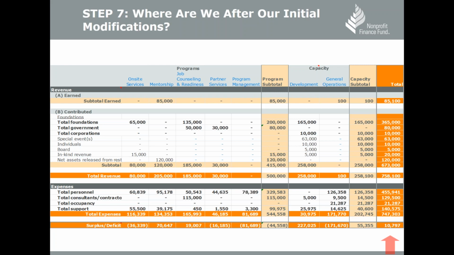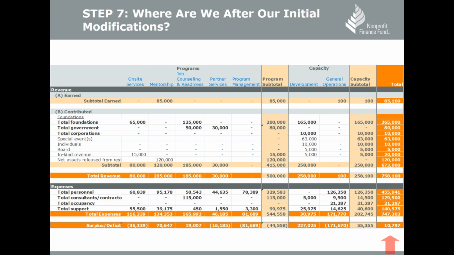For instance, does the organization need a full-time staff to coordinate partner services? Should partner services be continued at this time? Is it core? How core is it to the mission? Can they raise more money to cover that deficit? Also, would more dedicated staff or contractors be helpful in the development department?